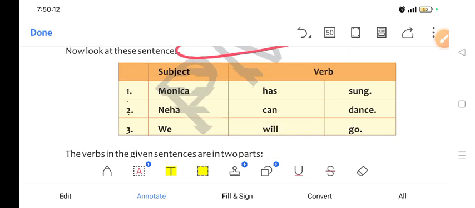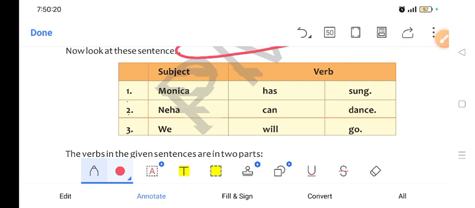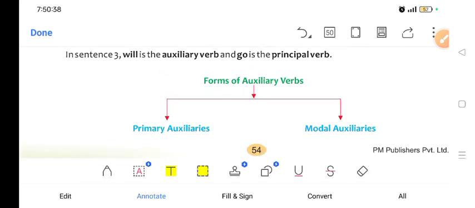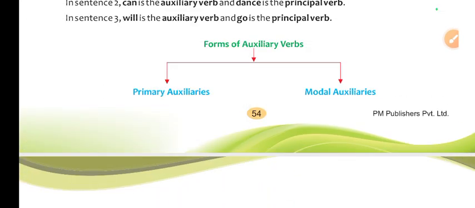Now, subject. Monica has sung. Neha can dance. We will go. So in the first one, has is what? Auxiliary verb. Sung is the principal verb. Then can is an auxiliary verb, a modal auxiliary verb, and dance is the principal verb. Will is an auxiliary verb and go is the principal verb.